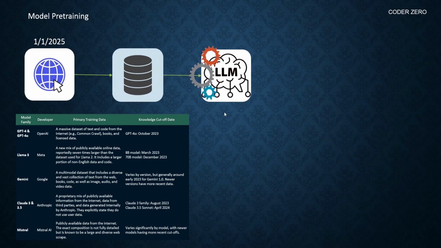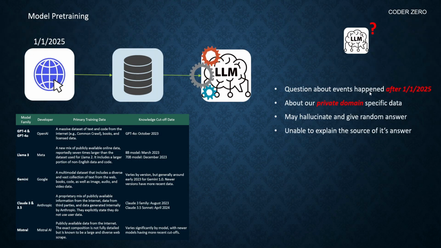So the model will get confused if we ask about a certain event that happened after 1/1/2025, because this is our knowledge cutoff date. If we ask about private domain specific data, because this is not available on the internet, the model may hallucinate and give a random answer. The model would be unable to explain the source of its answer.